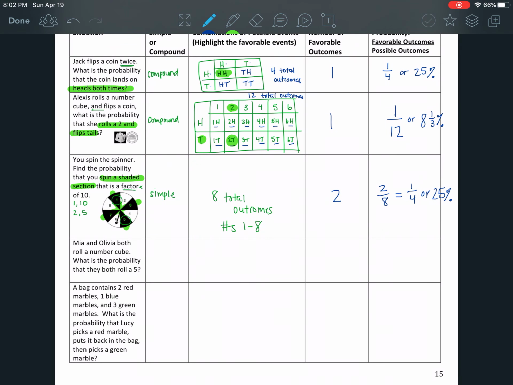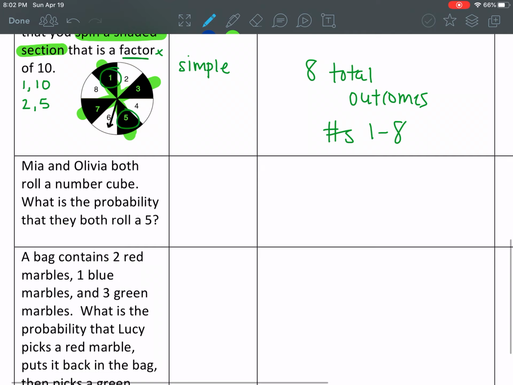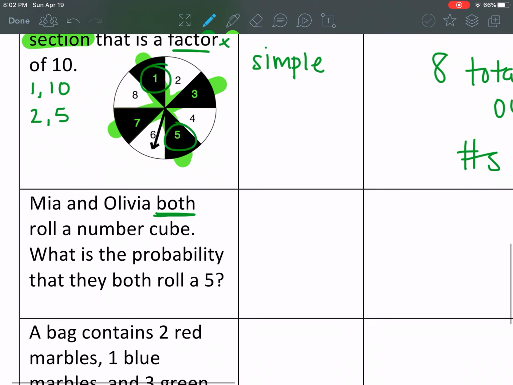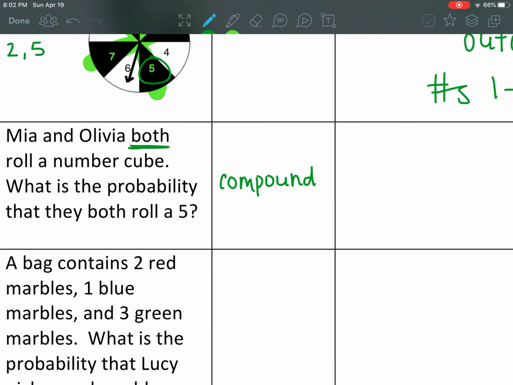These last 2 examples get into quite a few total possible outcomes. We have 2 people, Mia and Olivia. They both are rolling a number cube. So 2 people are rolling, so this is a compound example. Next week, we're going to get more into these type of examples. What's the probability that they both roll a 5?